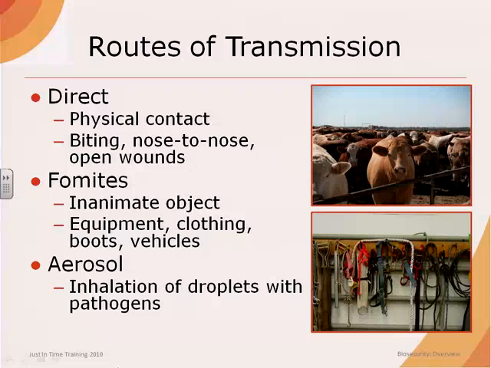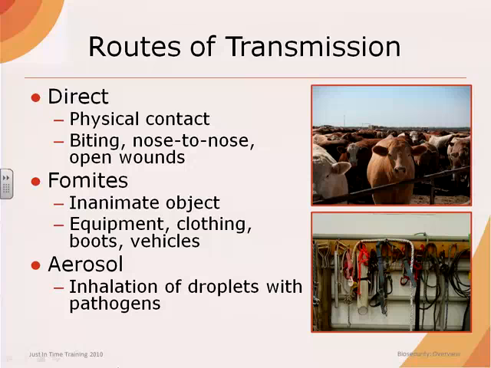Direct contact transmission occurs by physical contact of a susceptible animal with an infected animal or pathogen. This may occur by rubbing, biting, or contact of open wounds or mucous membranes with infectious blood, saliva, or other body fluids. Indirect transmission may occur by fomites. These are inanimate objects such as equipment, clothing, boots, or vehicles that can carry or transfer pathogens from one susceptible animal to another.